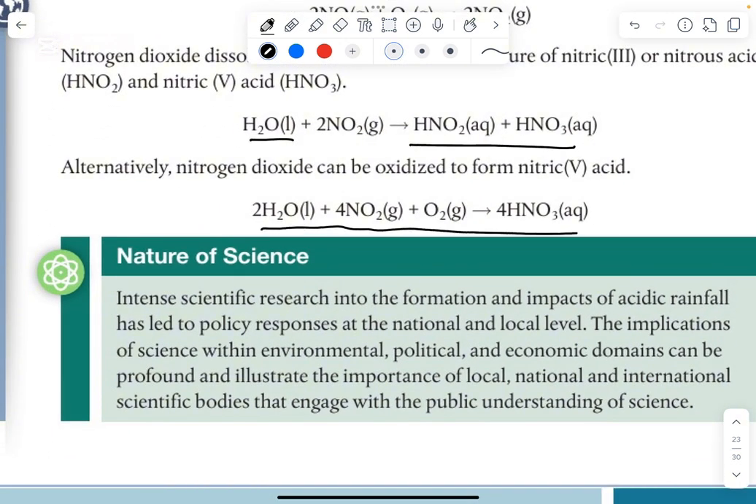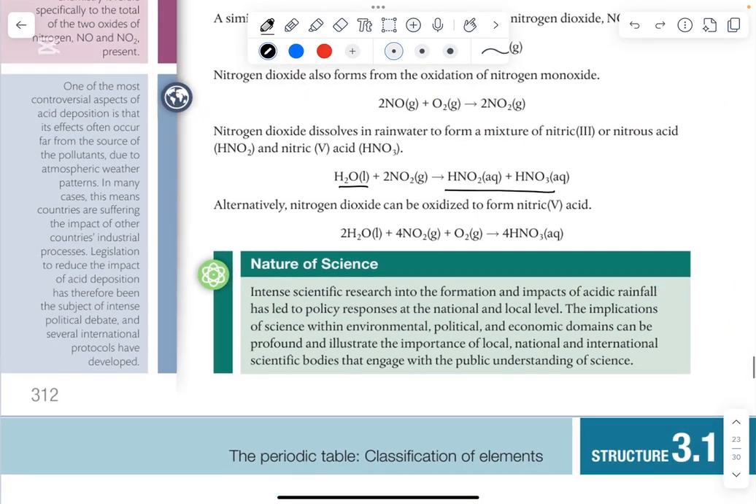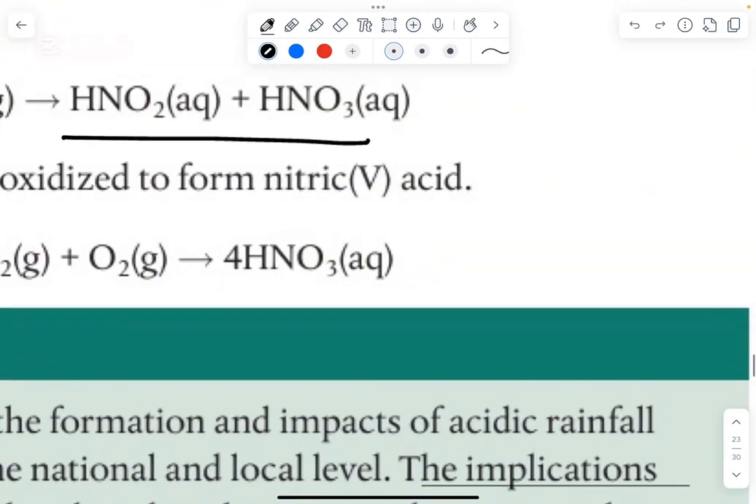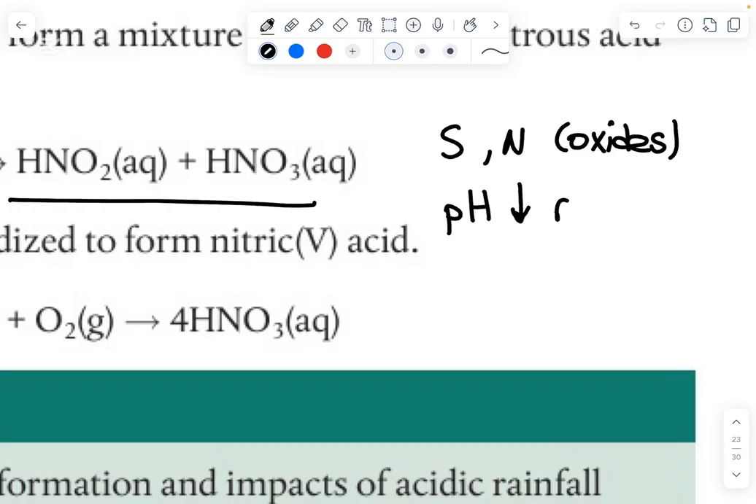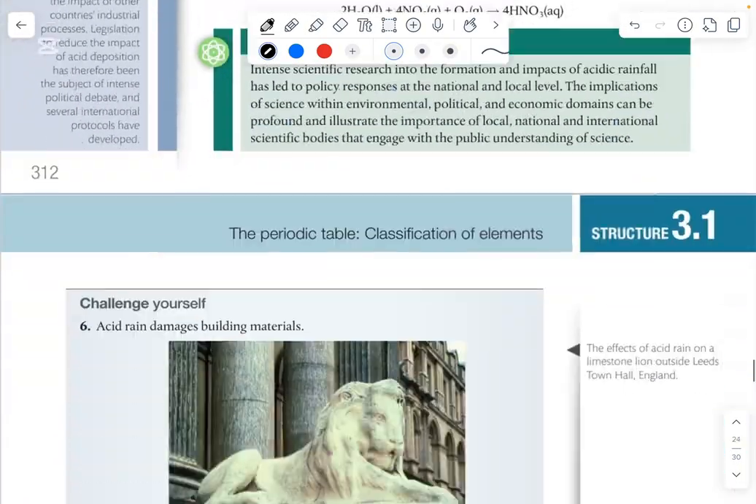This is an alternate reaction for nitric 5 acid. And yeah, these two, sulfur and nitrogen oxides, are the causes of pH being too low in rainwater and eventually causing ocean acidification.